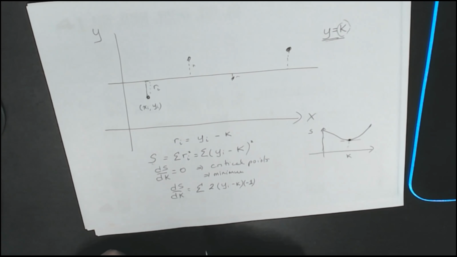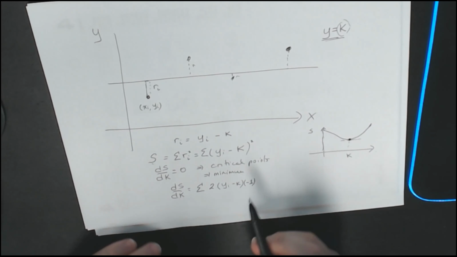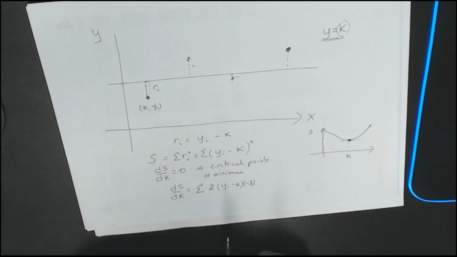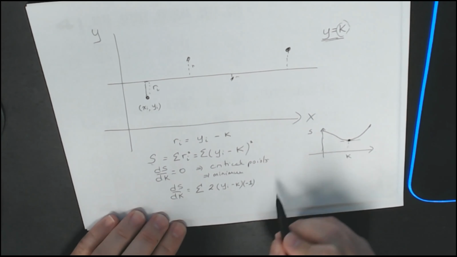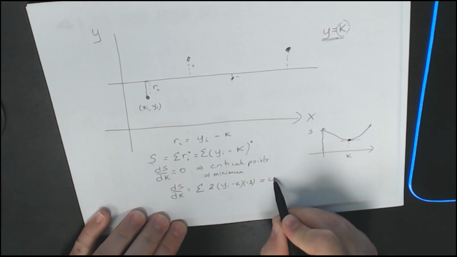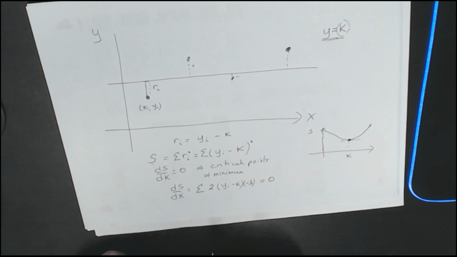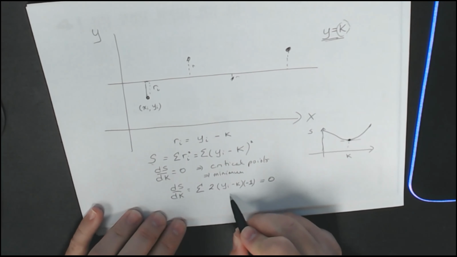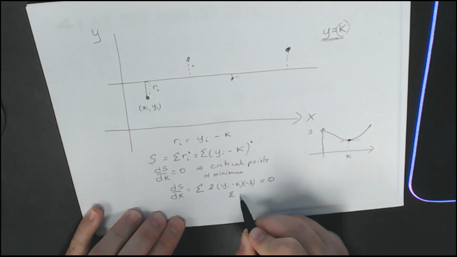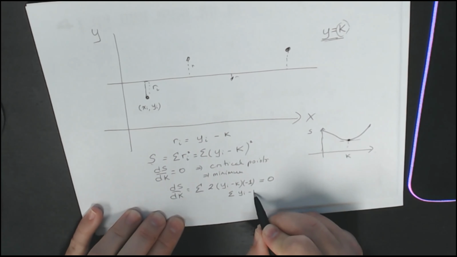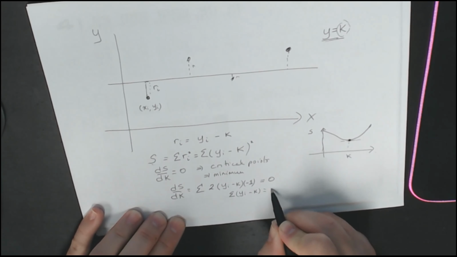So that's how you do that. Even though it's under a sum, the derivative of a sum is the sum of the derivatives. We want to solve this for when this is equal to 0. Well, if we want to have all these things equal to 0, that's exactly the same thing as saying the sum of yi minus k is equal to 0.